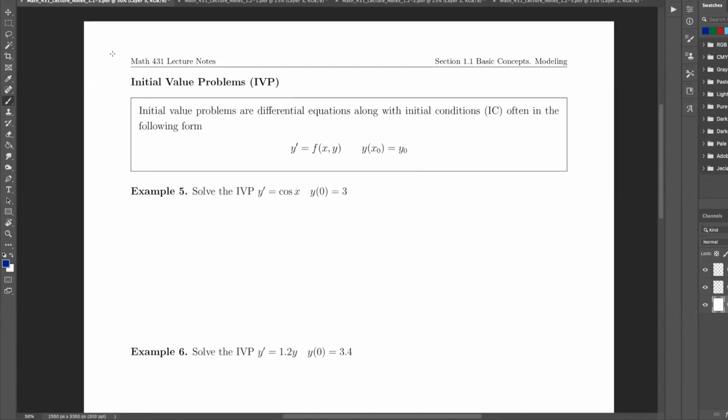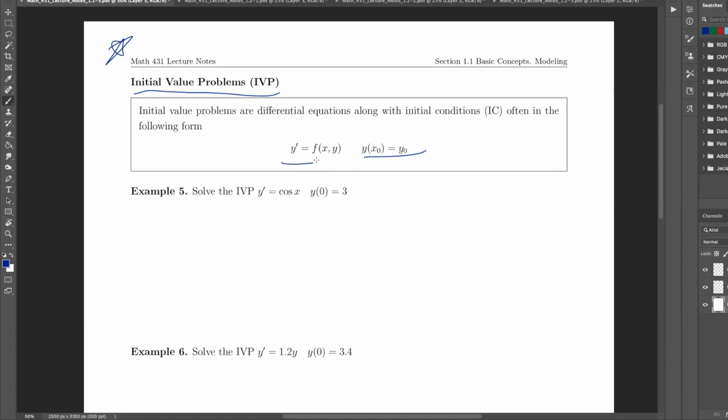All right, so now we're going to talk about initial value problems. So initial value problems is, it's kind of like when you're doing integration, we have that plus c. This helps you to deal with the plus c, right? So you're given some initial condition in order to handle that. So here, it's often in the following form.